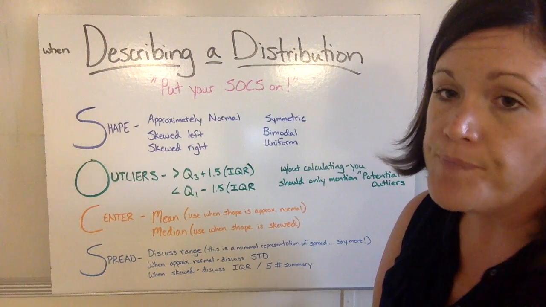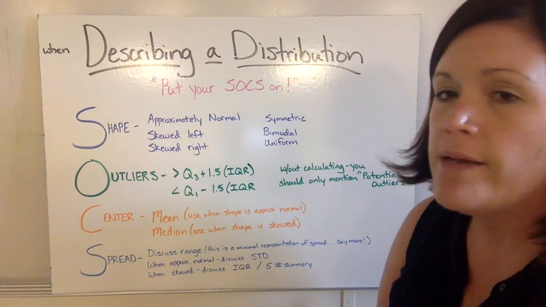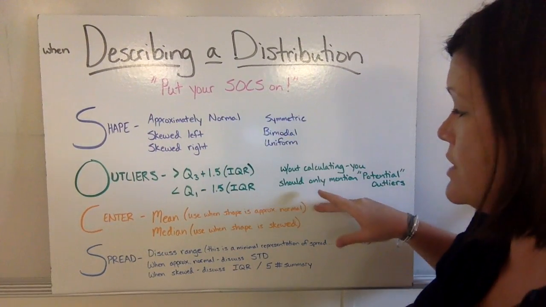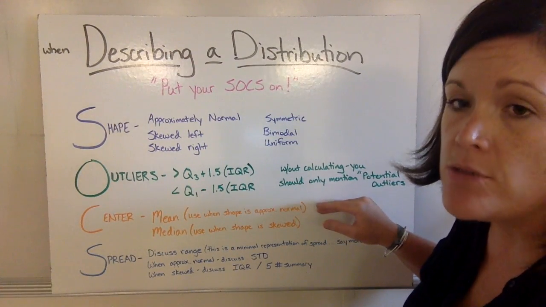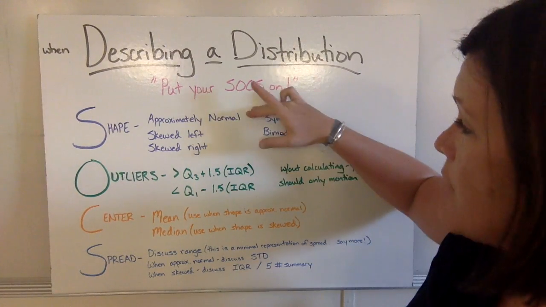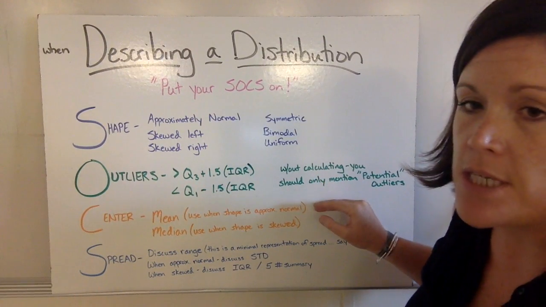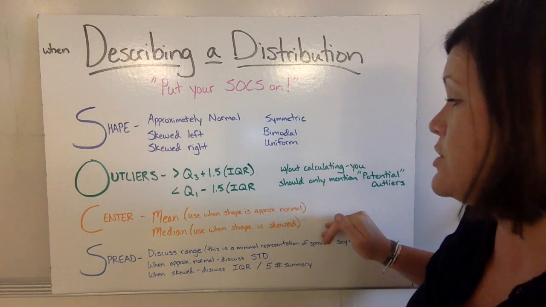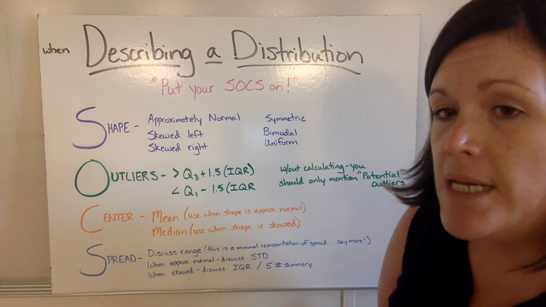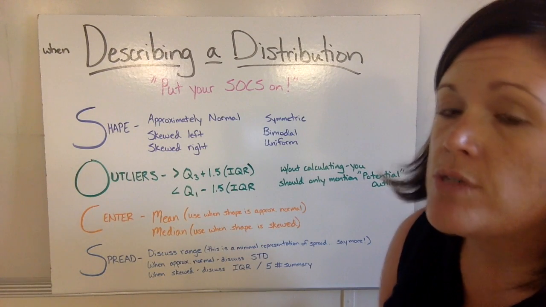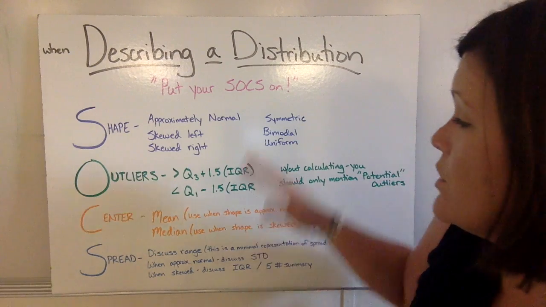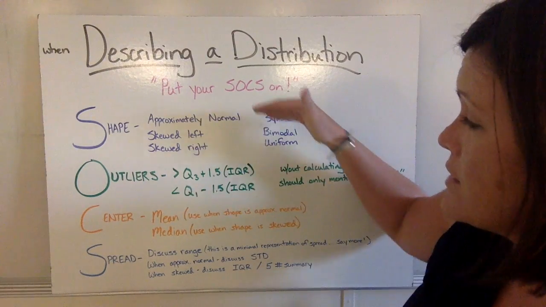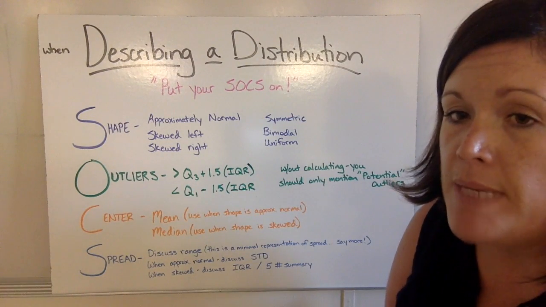Then for the center, it is very important to pick out the right version of center. So if your shape is approximately normal, you should use mean to describe your center, because when it's approximately normal, mean is the best representation of that center. But when it is skewed, we cannot use mean, because remember, mean is non-resistant to those extra values that are making it skewed. So we want to use median. Whenever your data is skewed, use median. And whenever it is approximately normal, you would automatically want to talk about the mean as your center.